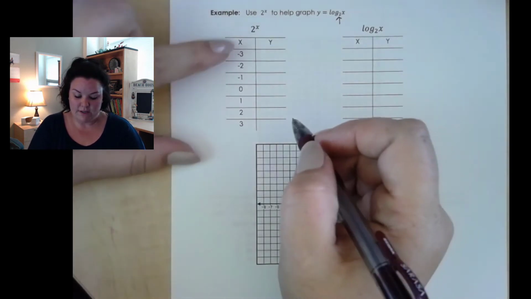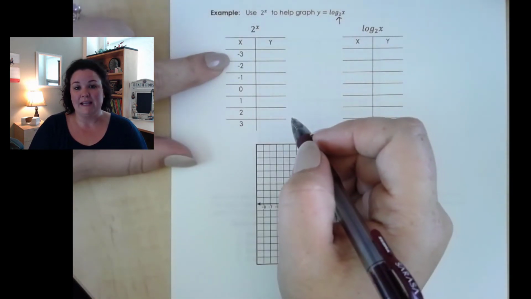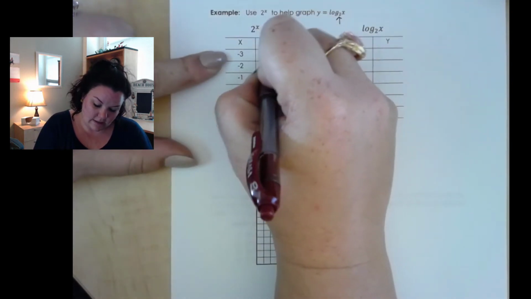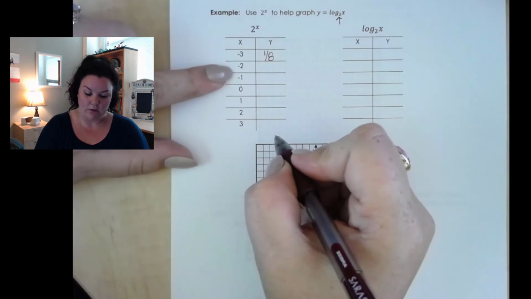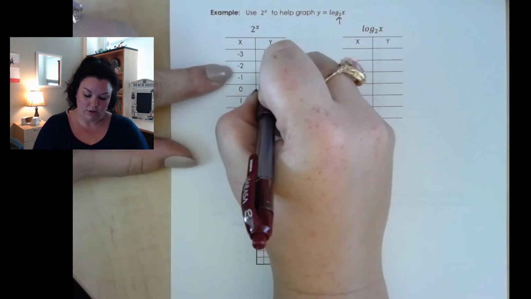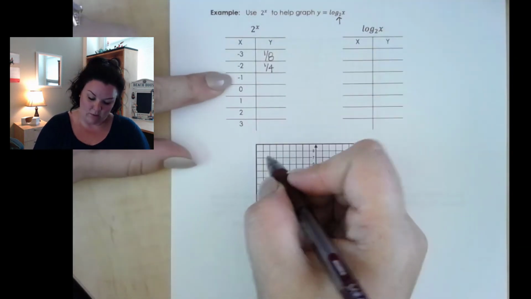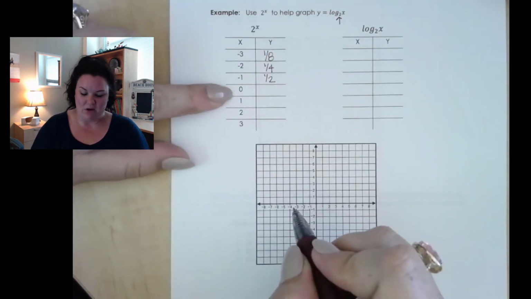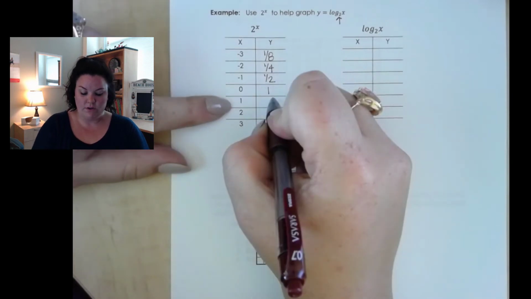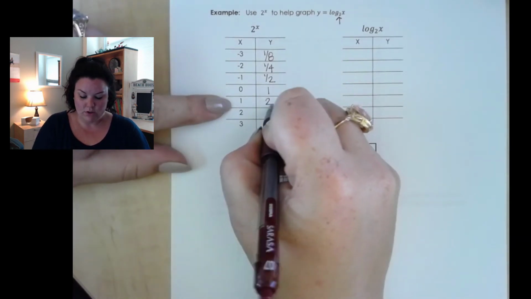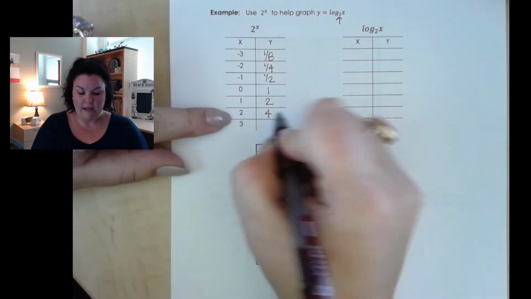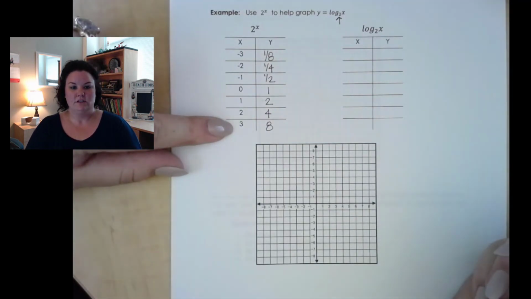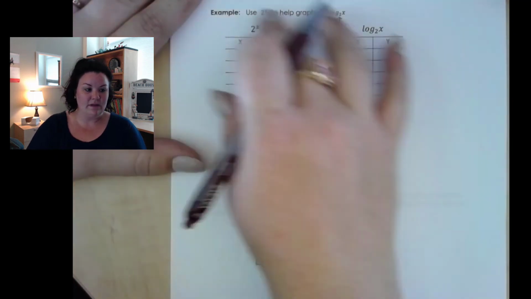So if I plug in 2 to the negative 3, either on a calculator or just by working it out in your head, I should get 1 over 8. 2 to the negative 2 power is going to be 1/4. 2 to the negative 1 power is 1/2. 2 to the 0, or anything to the 0, is 1. 2 to the first power is 2. 2 squared is 4. And 2 to the third is 8. Okay, so we have our exponential points.